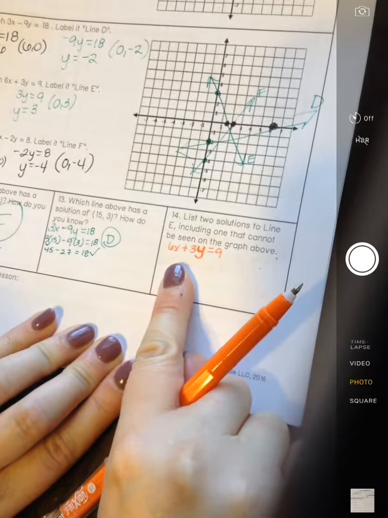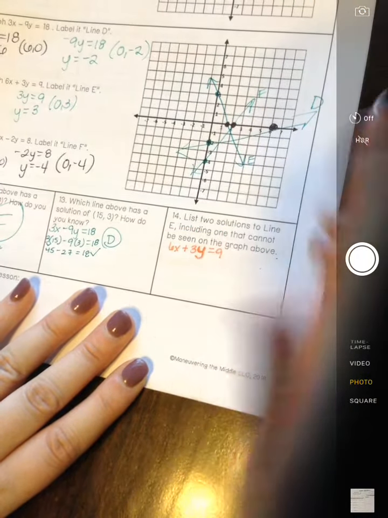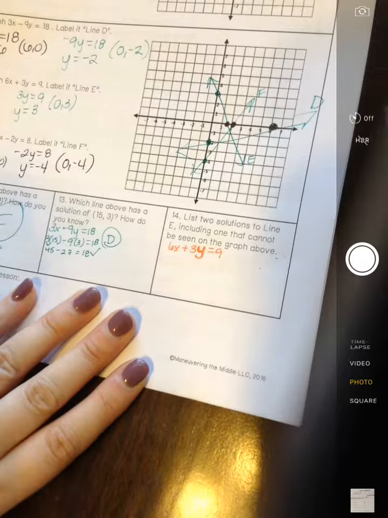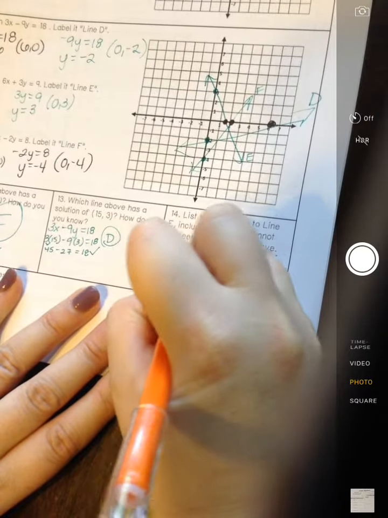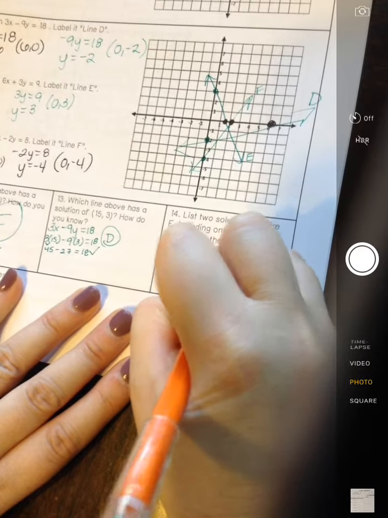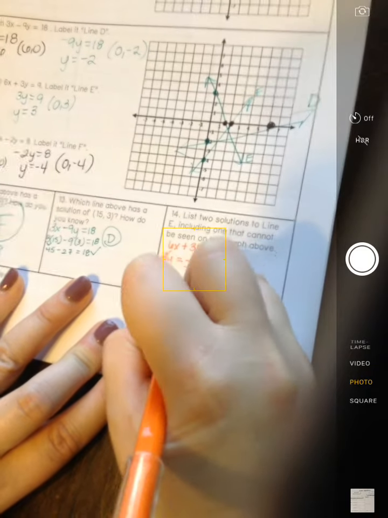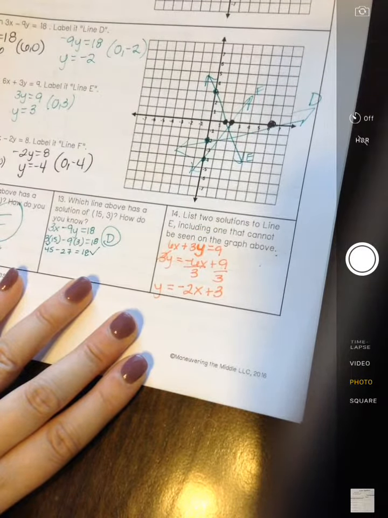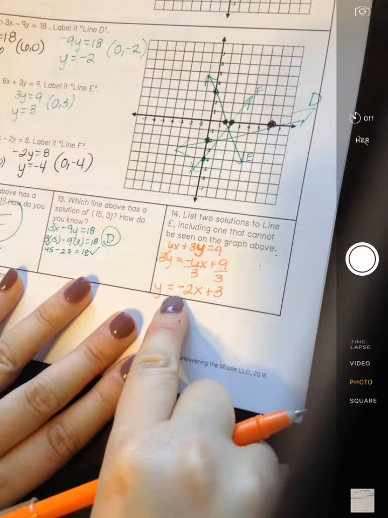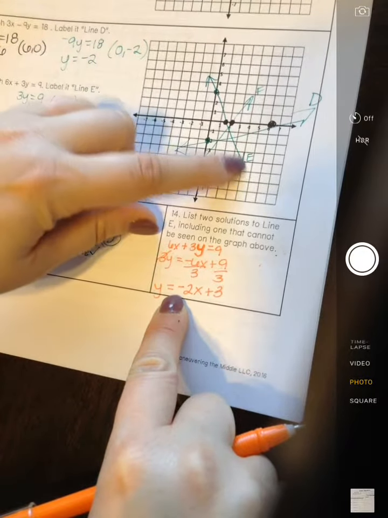Okay, so I want to be able to find one that's actually on the line. So I'm going to look at my slope-intercept. So I'm going to rewrite this instead. It will be a little bit easier for us. Okay, because now I can multiply and kind of work this one backwards.